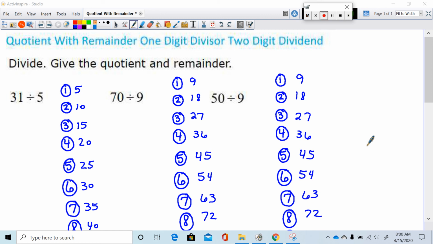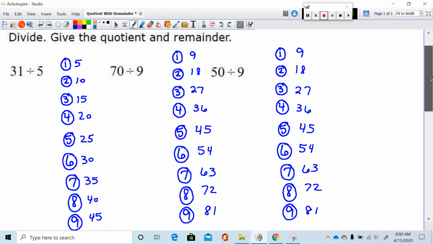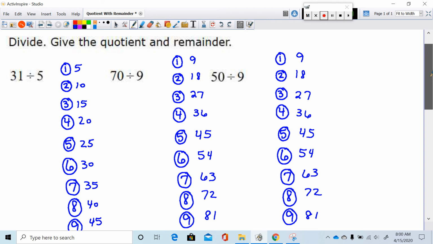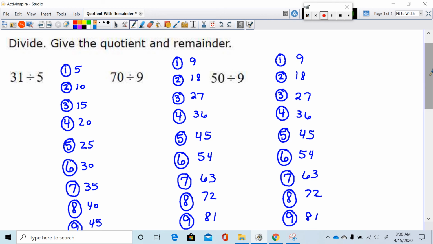To get a quotient with a remainder with a one-digit divisor, that's the number you're dividing by, and a two-digit dividend, that's the number that you are dividing. We're going to divide and give the quotient and remainder. Now for each one of these, I've gone out to the side and I have not multiplied, I've actually added.